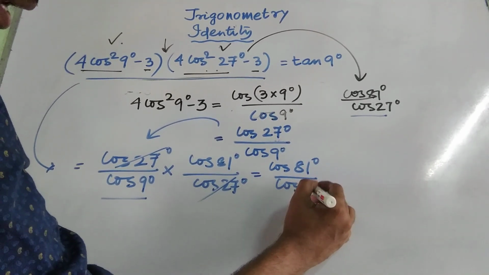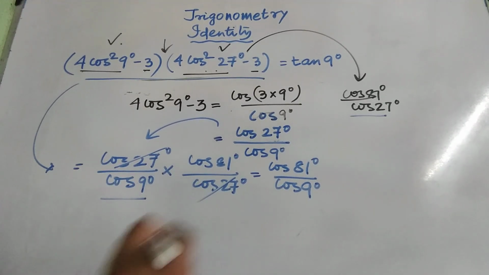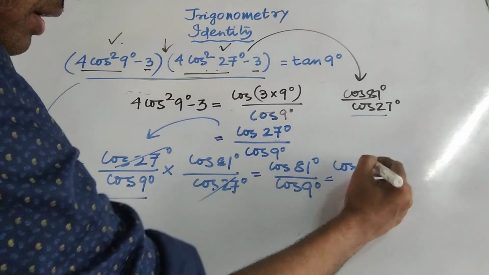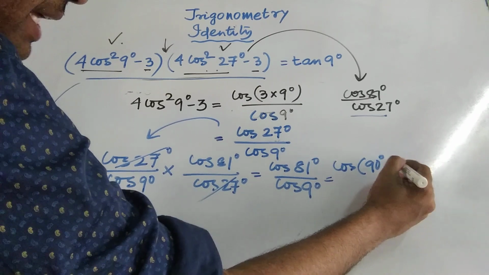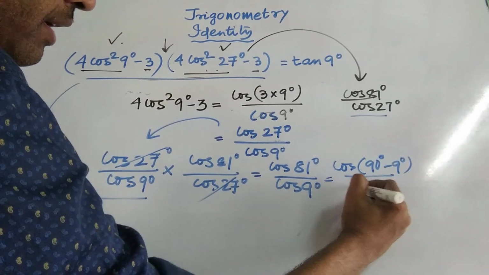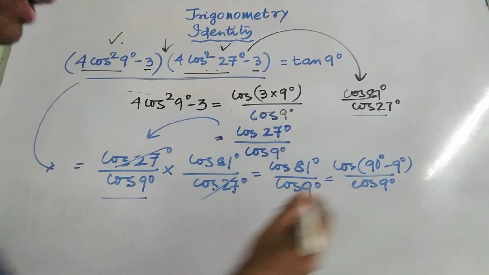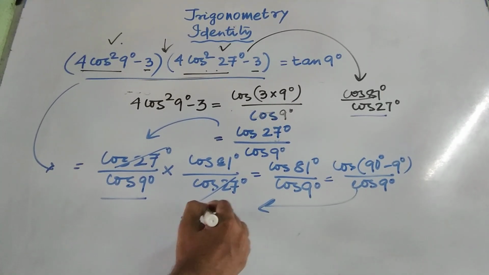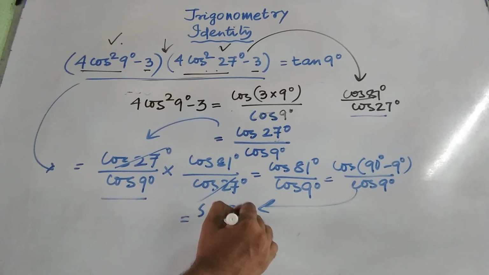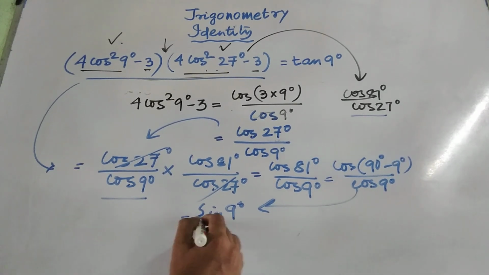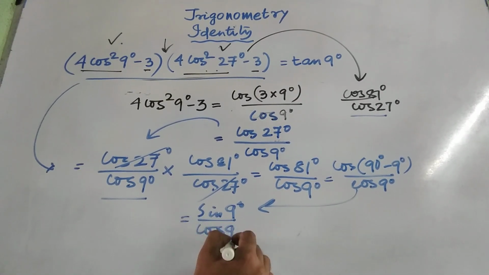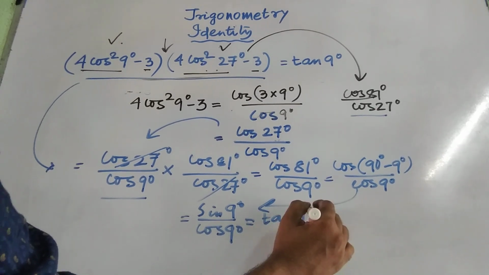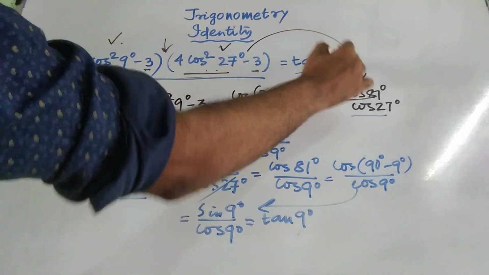Now cos 81° can be written as cos of (90° minus 9°) by cos 9°. What is cos of 90° minus theta? That is sin theta. That means it is sin 9° divided by cos 9°, which is the same as tan 9°. That is what we wanted to prove as per our problem.